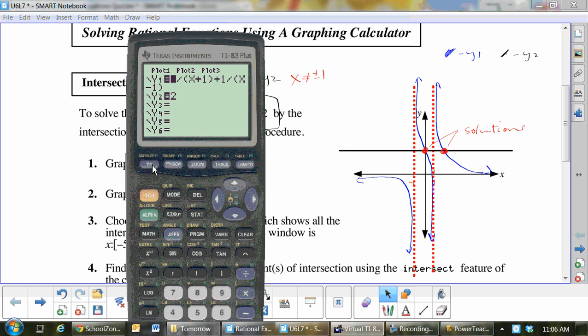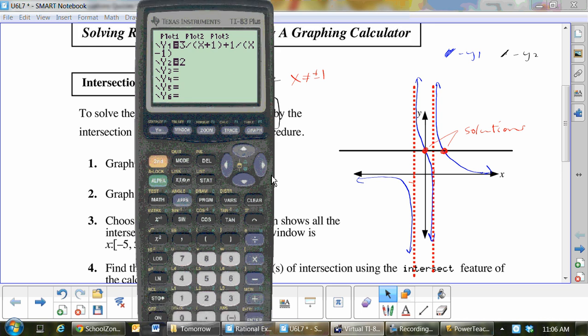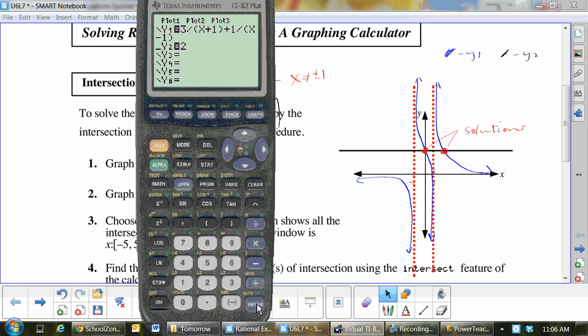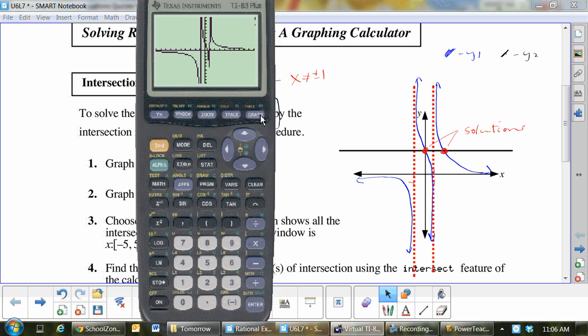Okay? And y2, maybe if it's going to help, I'm just going to make that dark. But you see the first graph, there it is, then there, and then that part. That was the first graph. That's the second graph. And again, my answers are there and there.